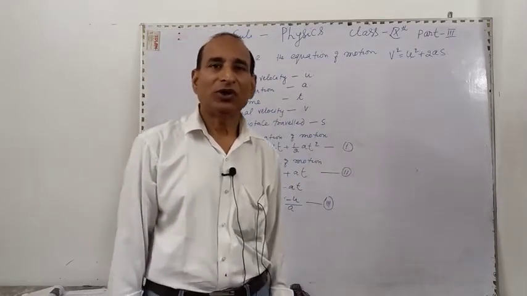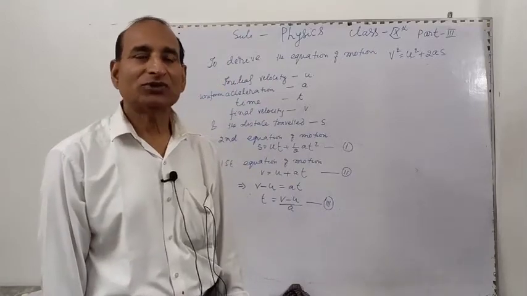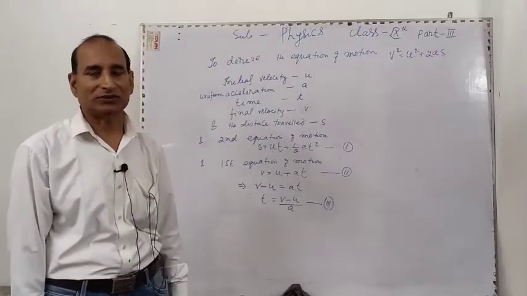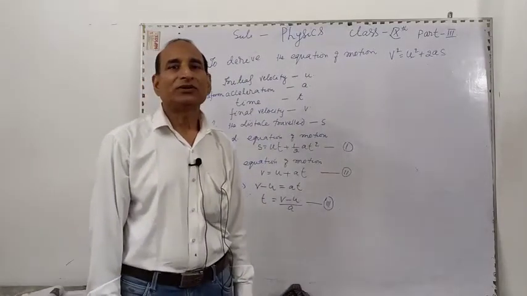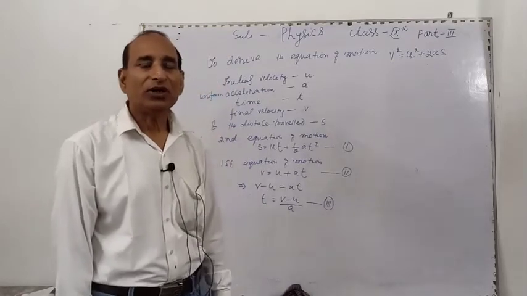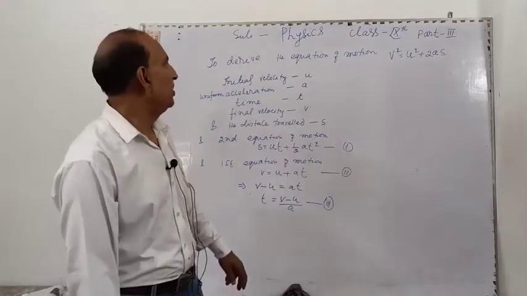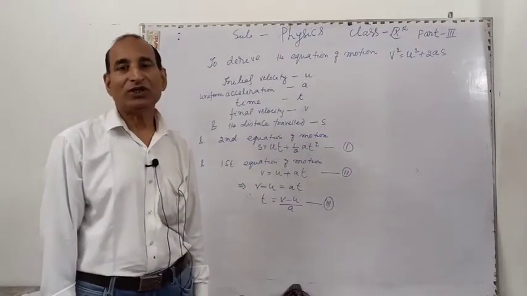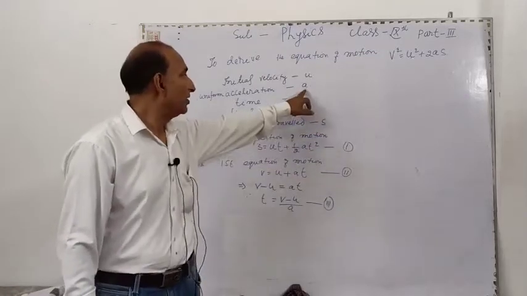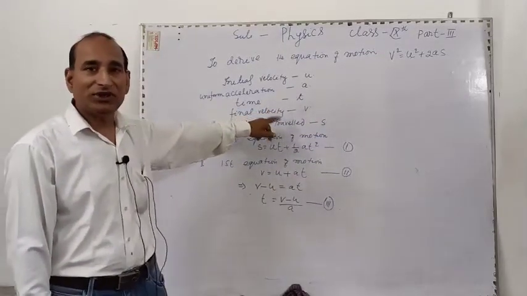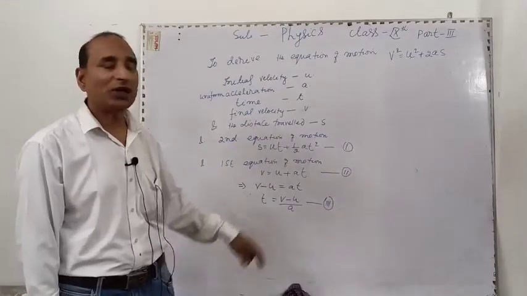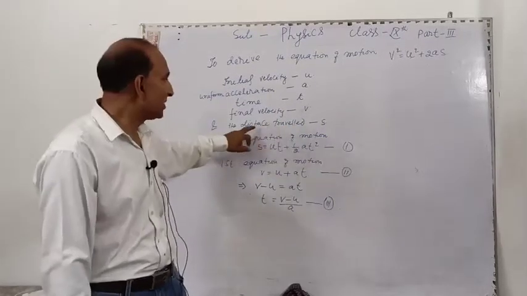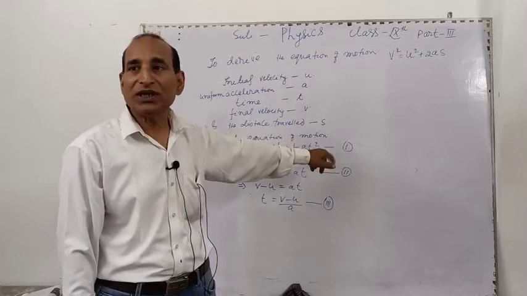In this chapter, I am going to derive the equation of motion, that is v square is equal to u square plus 2as. First of all, consider a body having initial velocity u, and suppose it is subjected to a uniform acceleration a, then after a certain time t, its final velocity becomes v, and also in the time t, the distance traveled by the moving object is s.